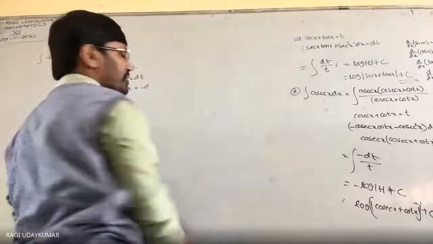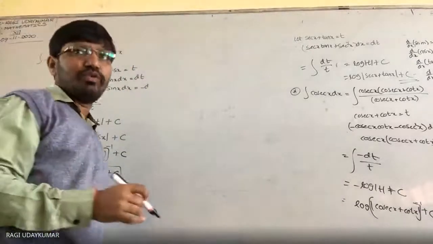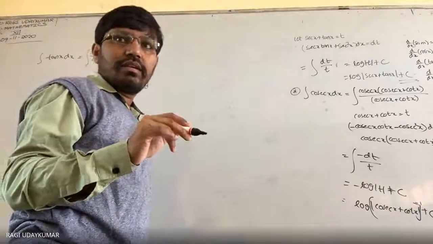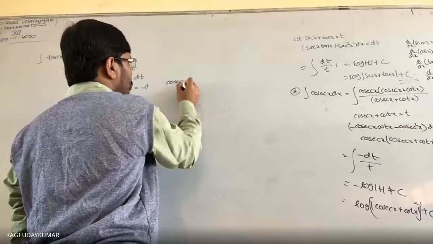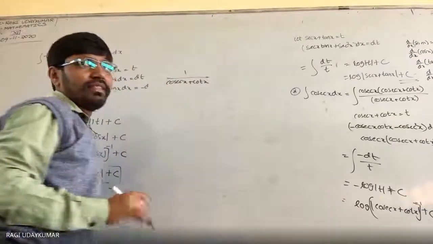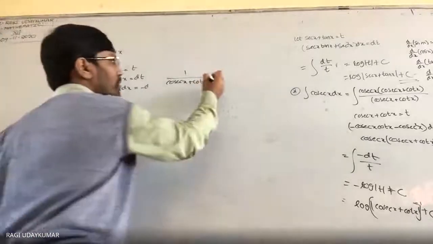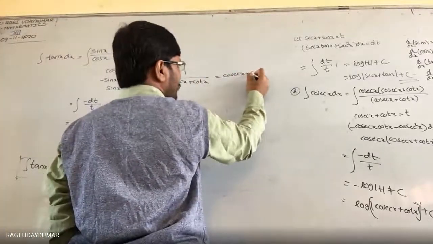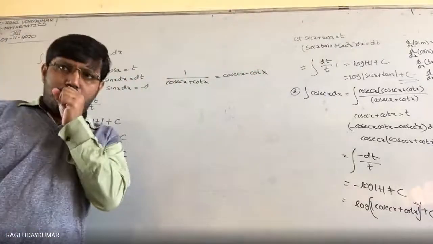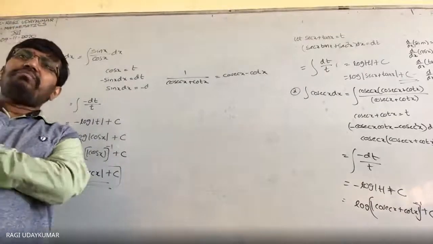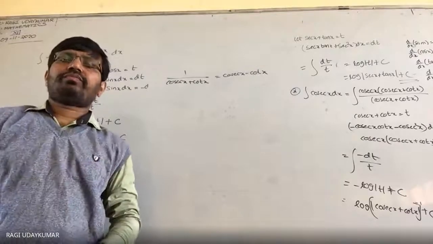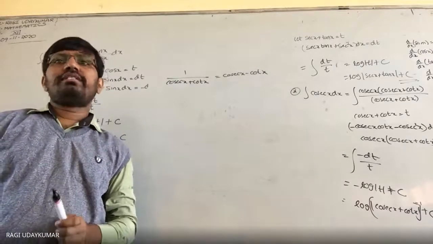While doing the proof, whenever I ask for the proof of this question, most of the students will commit a mistake. The answer is logarithm of... you do remember that 1 by cosec x plus cot x is equal to cosec x minus cot x. Do you know this one? Trigonometric identities, because the third exercise depends completely upon trigonometric identities only.